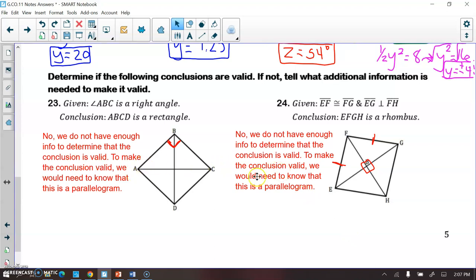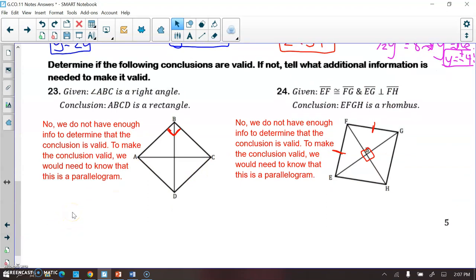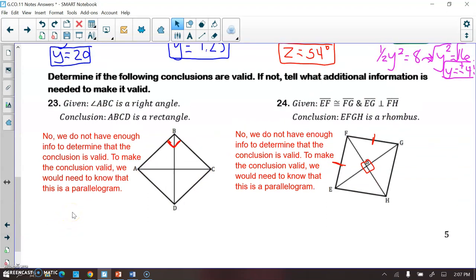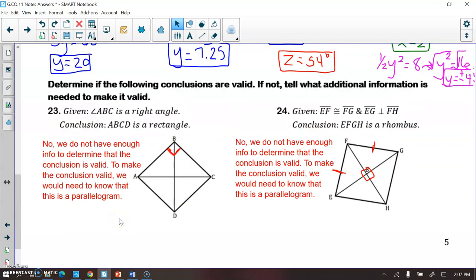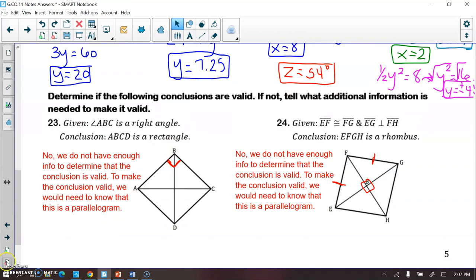And these questions were a little bit difficult because we haven't learned about trapezoids. We haven't learned about kites yet. And so that's why I guided you through these two problems. All right, that brings us to the end of the rhombus section.